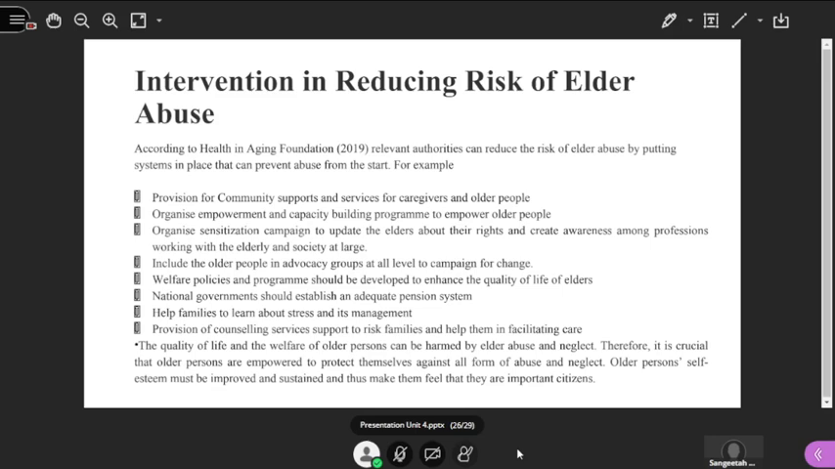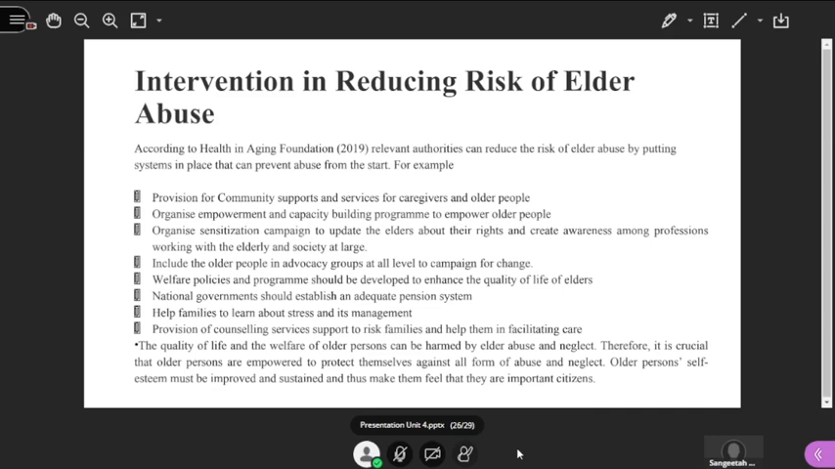Organize sensitization campaigns to update the elders about their rights and create awareness among professionals working with the elderly and society at large. Include older people in advocacy groups at all levels to campaign for change, because they are the ones who know what they need and what the challenges are, right? Welfare policies and programs should be developed to enhance the quality of life of the elderly. We have lots of welfare policies and programs in Mauritius. The national government should establish an adequate pension scheme, and in Mauritius we see people are receiving a nice pension.